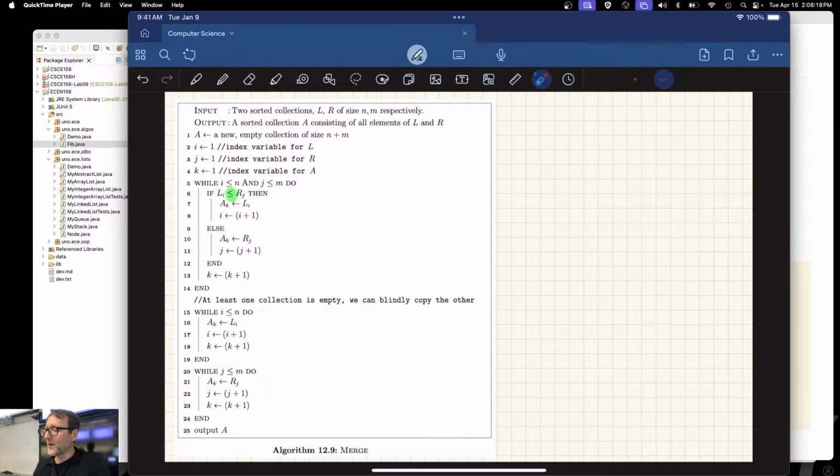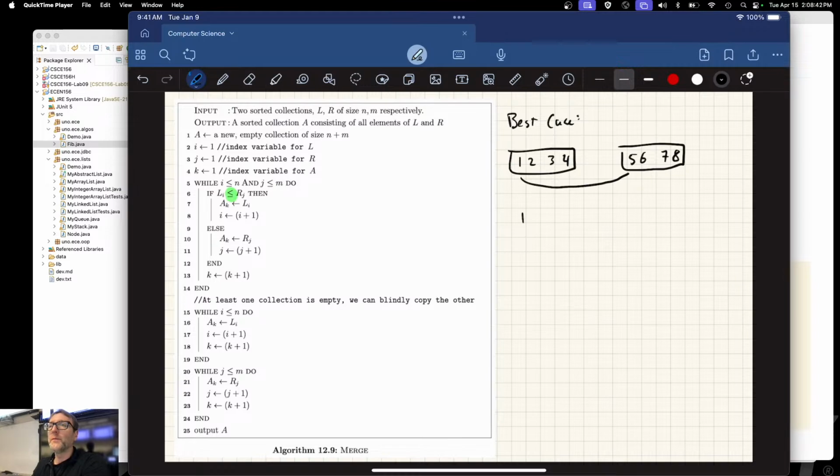So as an aside here, what is the best case scenario? The best case scenario is when I have, say, 1, 2, 3, 4, 5, 6, 7, 8 as my two subarrays. How many comparisons will I end up making? I will compare 1 and 5 to realize that I need to copy over 1. Then I'll advance over here to 2, and I'll compare 2 to 5 to see that I need to copy over 2. 3 to 5 to copy over 3. 4 to 5 to copy over 5. Oh, sorry, copy over 4.